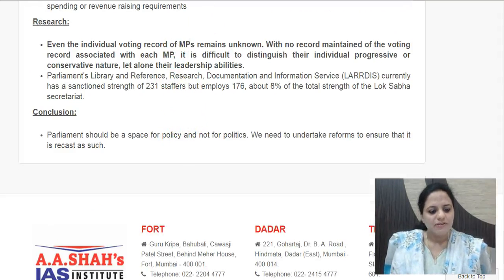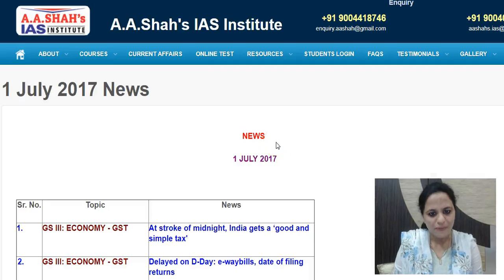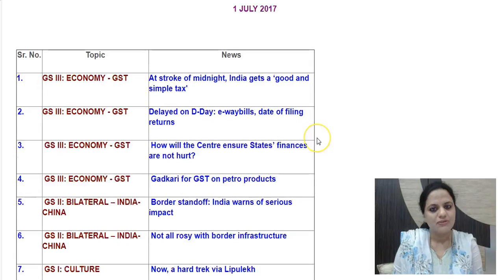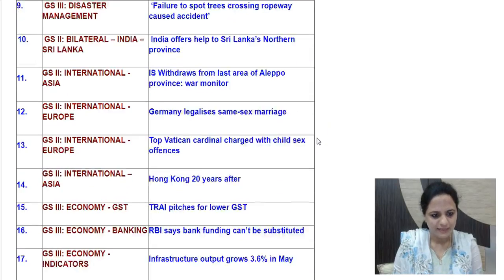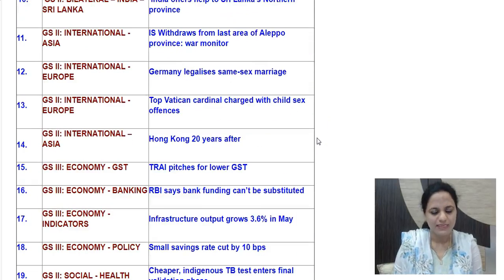Right now we'll start off with the news. Looking at the important headlines from the Hindu newspaper for 1st of July, the news items picked up are these 19. We'll look at them in detail.